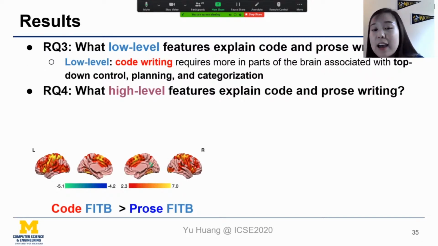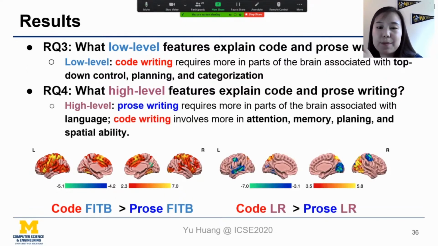We found that on the low level, code writing requires more in parts of the brain associated with top-down control, planning, and categorization. On the high level, prose writing requires more in cortical brain regions that are associated with language processing, while code writing involves more in attention, memory, planning, and spatial ability.